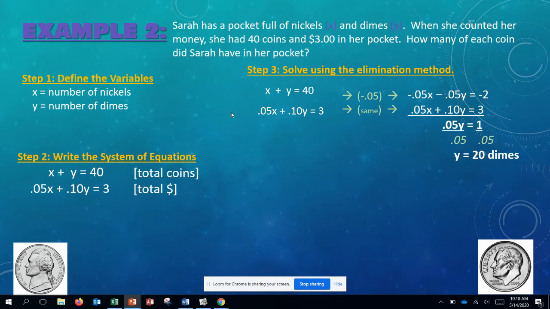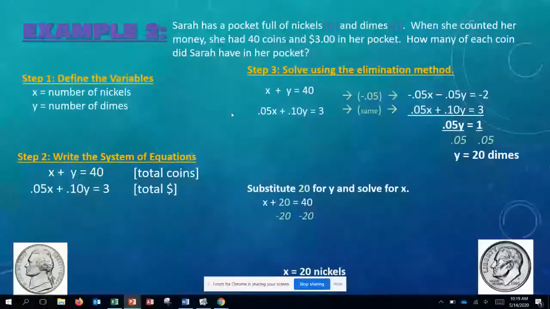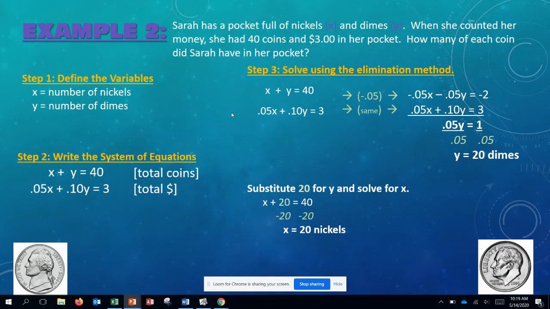Now, because you're asked for how many of each coin, you do have to substitute that 20 back into the original equation to solve for x. Again, I suggest using the first equation. It's going to be much easier when your coefficient is just 1. So x plus 20 equals 40. Subtract 20. x is equal to 20 nickels. Last thing you need to do is write the sentence. Sarah has 20 nickels and 20 dimes in her pocket.